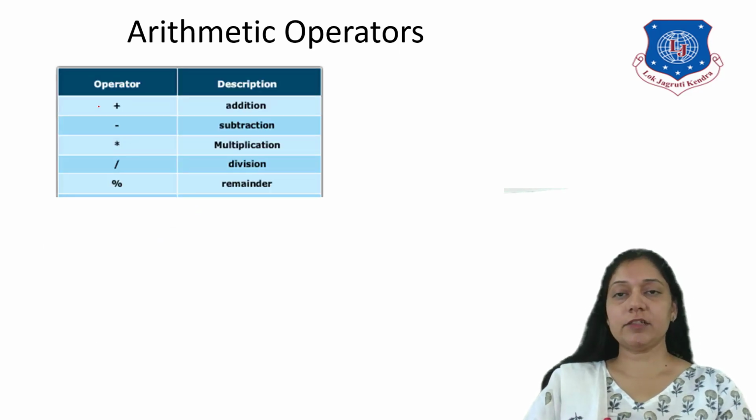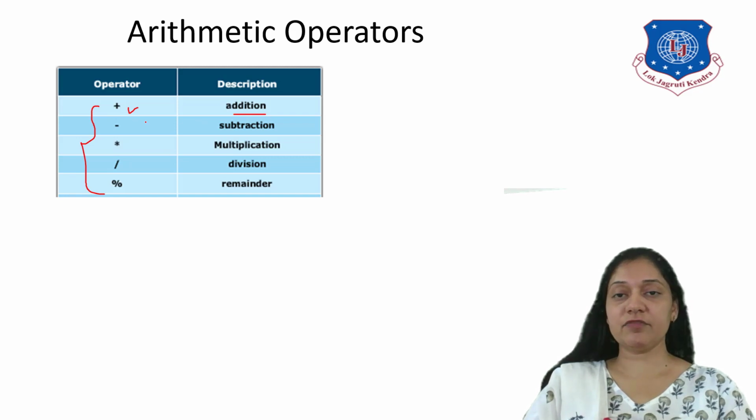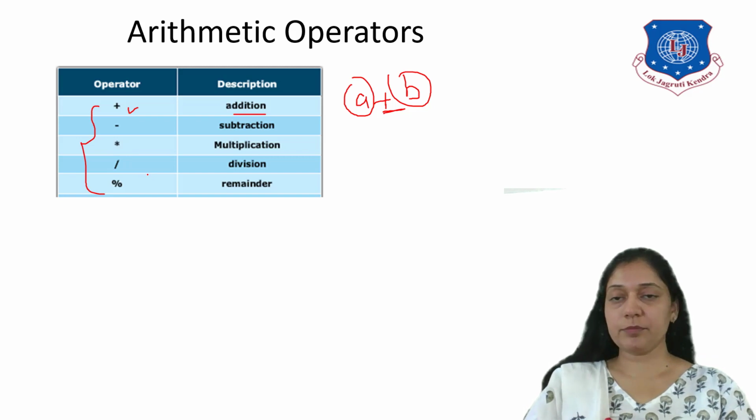The first one is arithmetic operators. There are basically 5 important arithmetic operators. The first one is plus, which is known as the addition operator. These are binary operators. It means when I write A plus B, I should have 2 operands, and in between I am using the arithmetic operator plus. It means the value stored in A and the value stored in B are added. Similarly, we have subtraction, multiplication and division. These are basic operators which we use in our calculator and day-to-day life also.